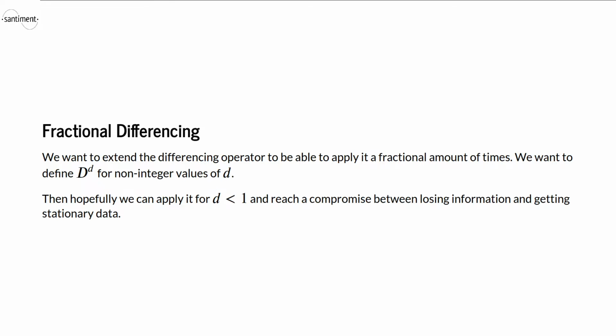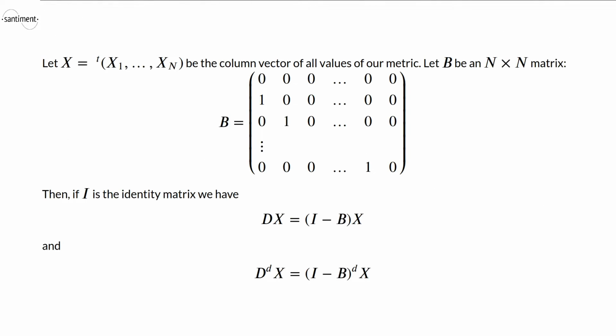And then the idea is that if we can do this, then maybe we can find some values of this power or order d less than 1, where the resulting time series is still kind of stationary, but at the same time we have not lost so much information as we do when we take d equals 1. So we can reach some compromise in this way. So let's see how we can do that.